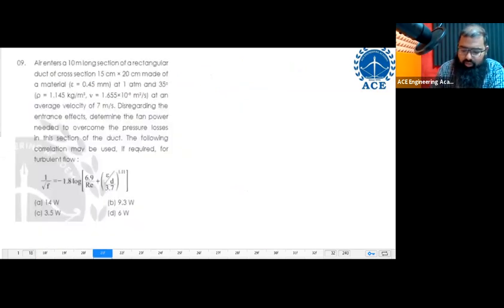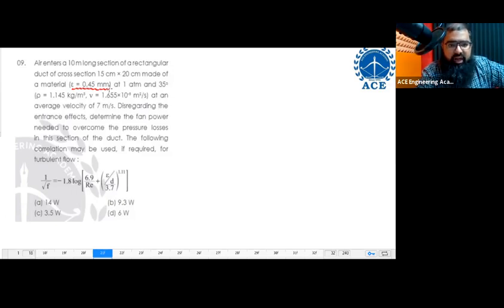Okay, look at this particular problem. This problem we are going to solve now. Air enters a 10-meter long section of a rectangular duct, cross section 15 centimeter by 20 centimeter, made of a material. Now you see, he's saying that the material has a property: surface roughness is equal to 0.45 mm.